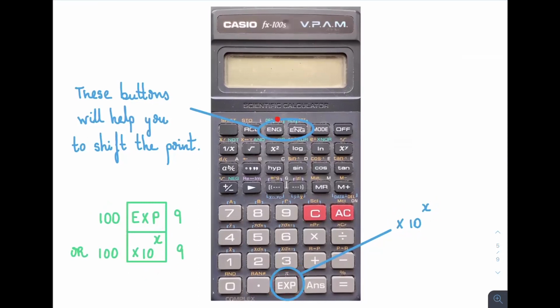It is also important to note that you have these buttons, E and G, that will help you to shift the point in multiples of 3. So these are a few tips on how you could use your calculator.